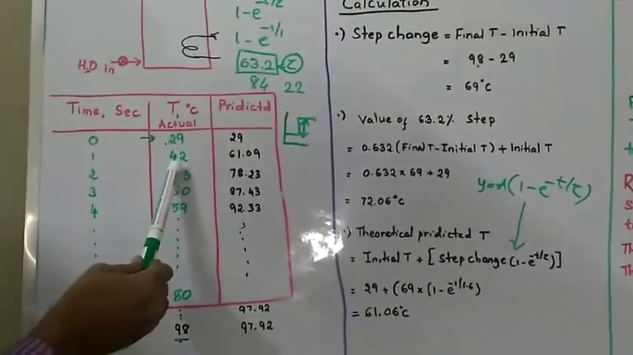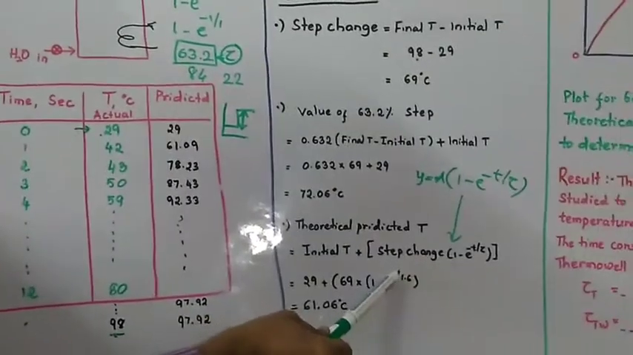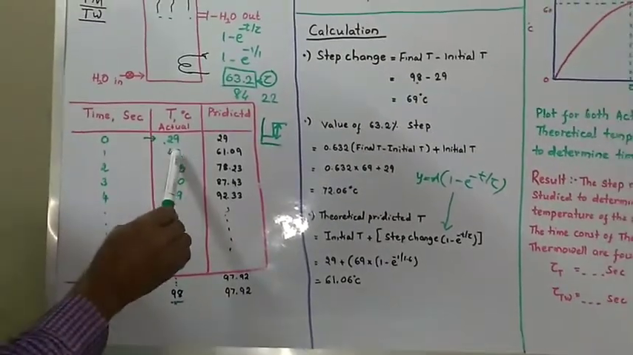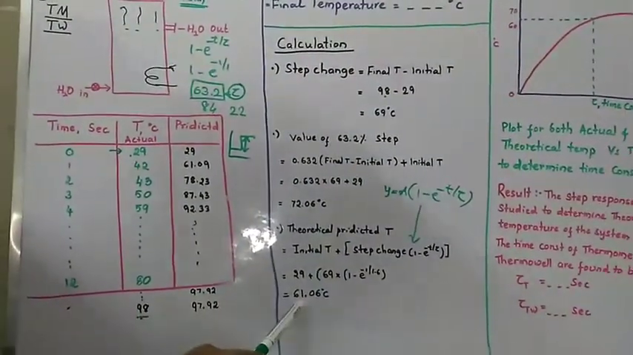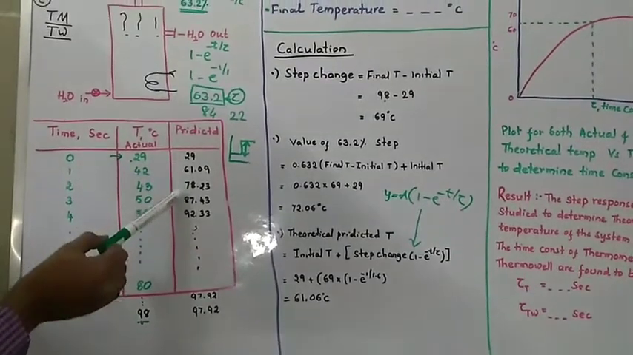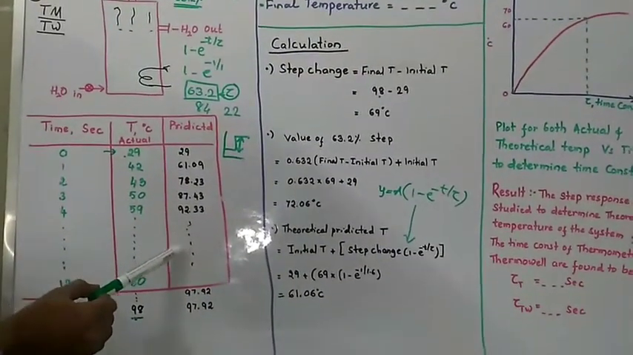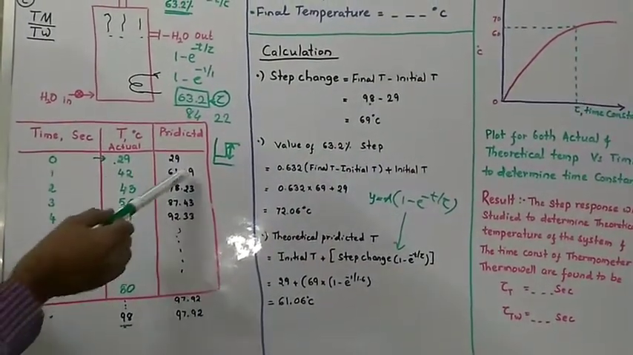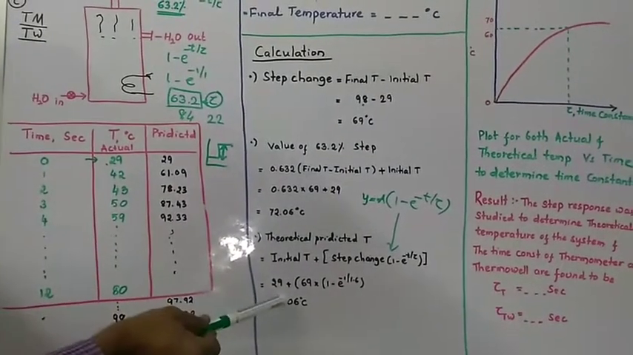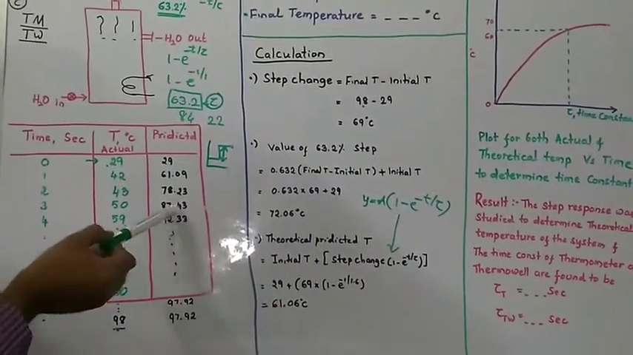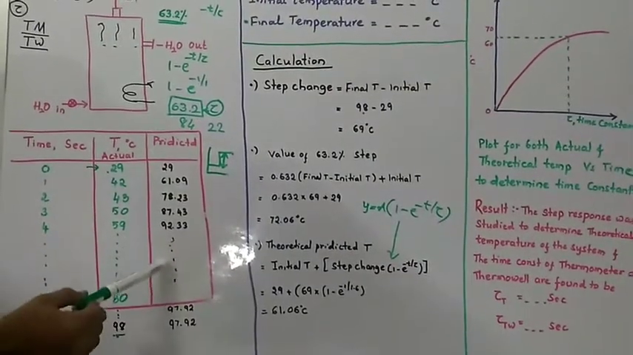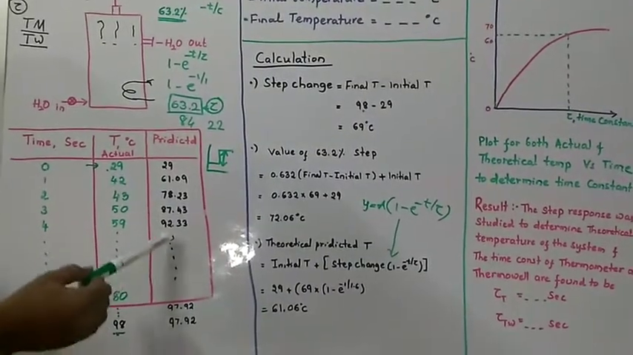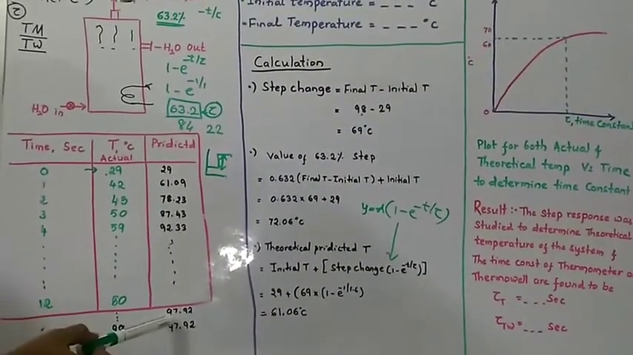For the first value, the actual temperature is 42 and the theoretical temperature is 61. You can see here that initially there is an error. As you go on predicting the value, it approaches the same value at the end. So initially lots of disturbance will be there. This equation is unable to predict well initially. Later this error is eliminated, and the accuracy of the equation will be high at the end.